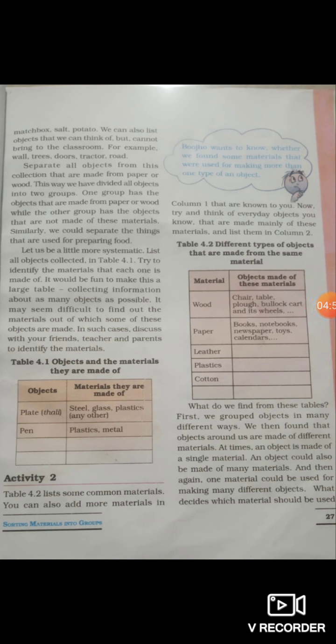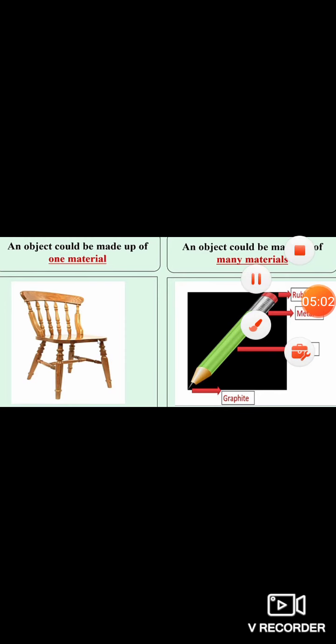Students, for more understanding, let's take some examples. Here we have a wooden chair that is made up of just one material, that is wood. On the other side we have a pencil that is made up of many materials: rubber, metal, wood and graphite. So now I believe that you have completely understood the difference between objects and materials. Here a pencil is an object and rubber, metal, wood and graphite are the materials. Understood everyone?